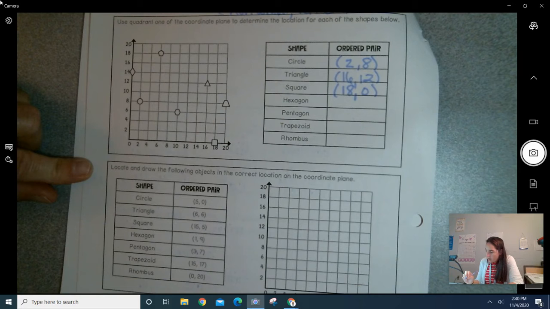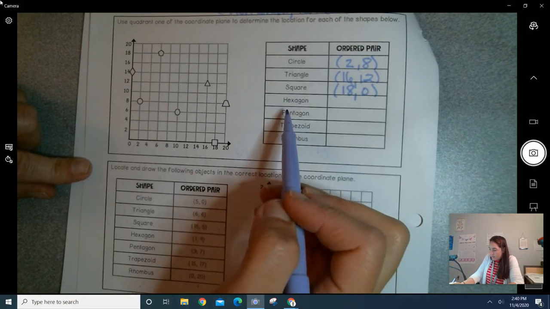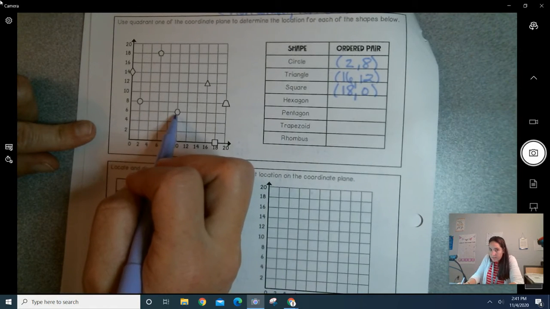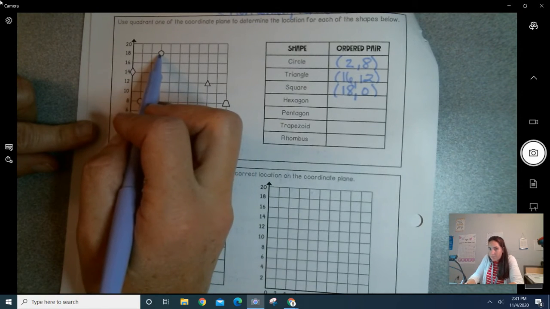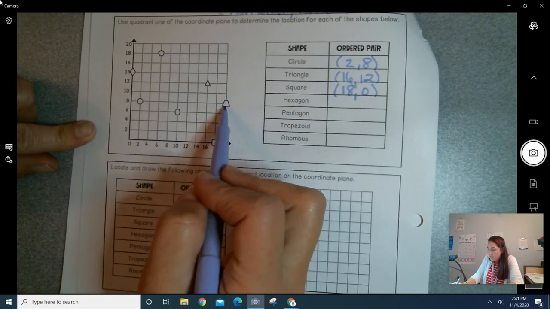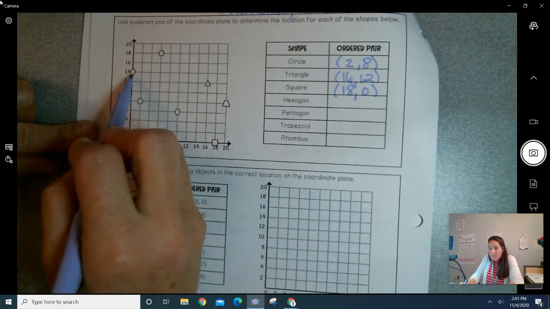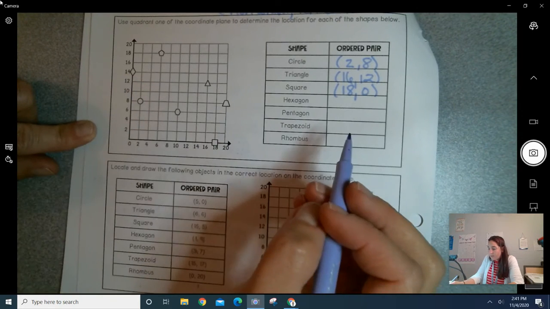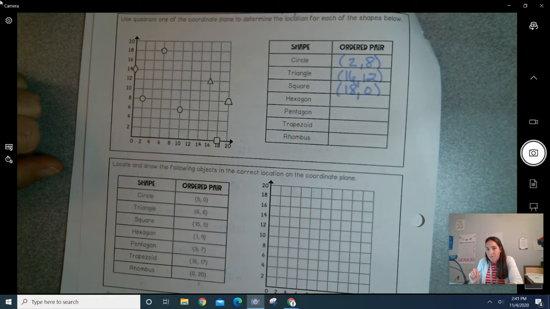Okay, I am going to let you guys try the next 4. If you're not sure what a hexagon is, the hexagon is this one right here. The pentagon is this one up here. The trapezoid is this one here. And the rhombus is this shape over here. See if you can figure out what the ordered pairs are for the next 4 shapes. And then we'll come back and check them.